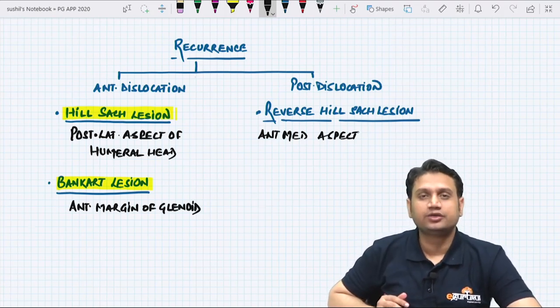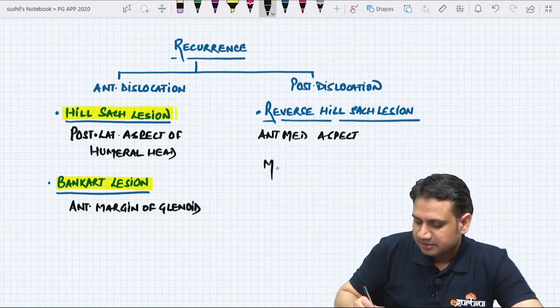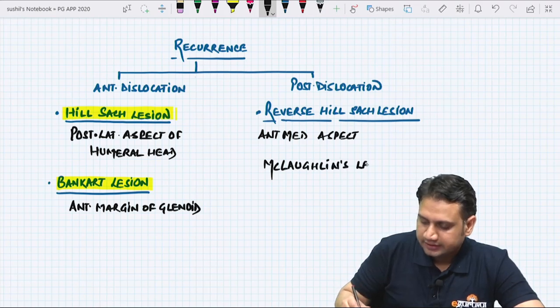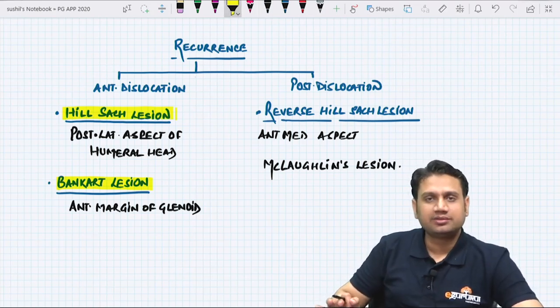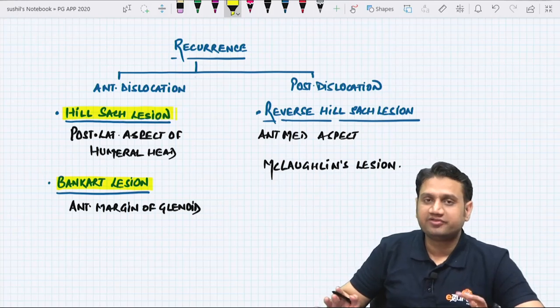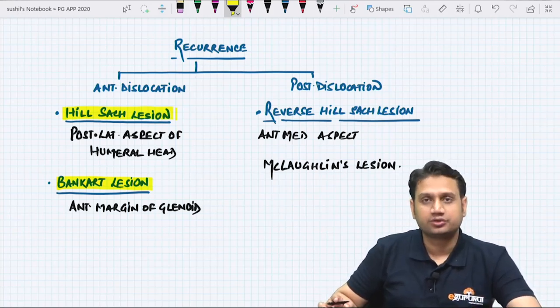So recurrence will be related to these kinds of lesions. Right? Posterior dislocation has been described as McLaughlin's lesion. So that is in short about the dislocations, and you should be very well versed about each of the highlighted important points about each dislocation, right?